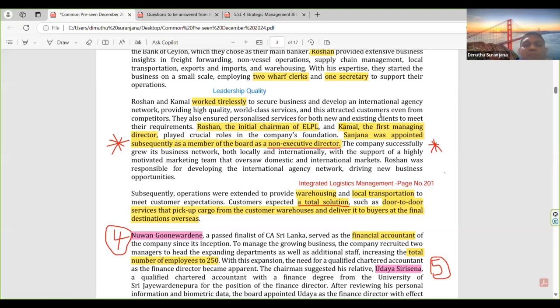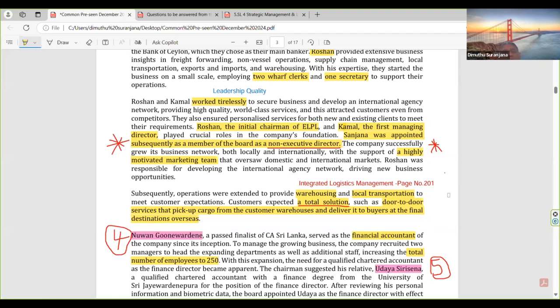The company successfully grew its business network both locally and internationally with the support of a highly motivated marketing team. So some information about their team: a highly motivated marketing team will be a strength. That oversees the domestic and international market. So we don't know about the current situation, right? In the past we had a good motivated marketing team. So when you are conducting the SWOT analysis, you have to look at our current situation. So in the past, they had a good marketing team that oversaw the domestic and international market.